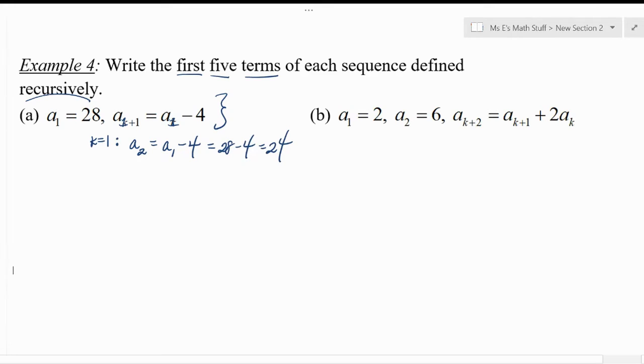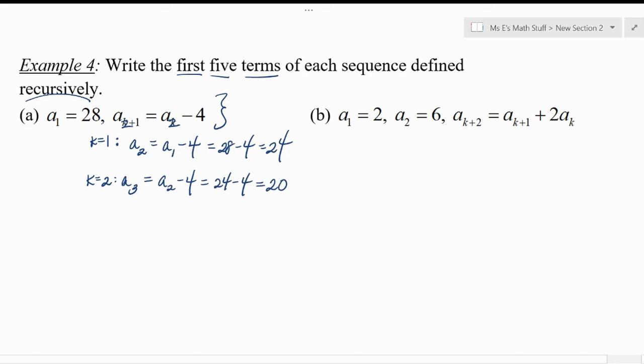Well, you could just go back to your original function rule and ask it, hey, dear function rule, what would you say if k was 2? And it would tell you if k was a 2, you'd have a sub 3 equals a sub 2 minus 4. And just in the nick of time, you had just figured out a sub 2 is 24. And so you'd end up with 20.